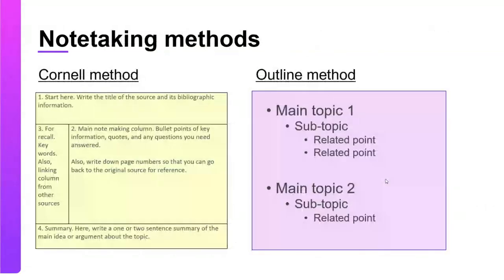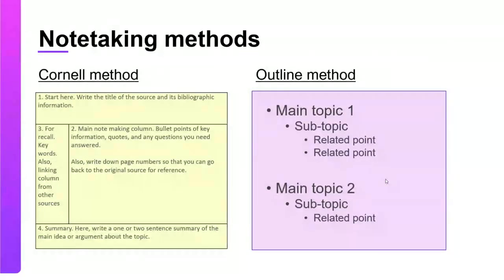So classic note-taking methods. These are just examples. You do not have to use any of these. Note-taking is very specific to each person. What works for someone isn't going to work for somebody else. Again, as I said, dot points, I'm a big fan of the outline method. It's simple, it works for me.